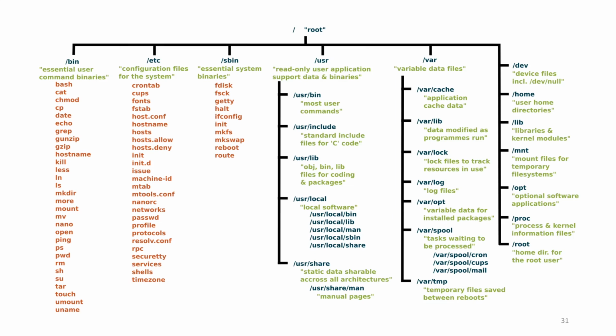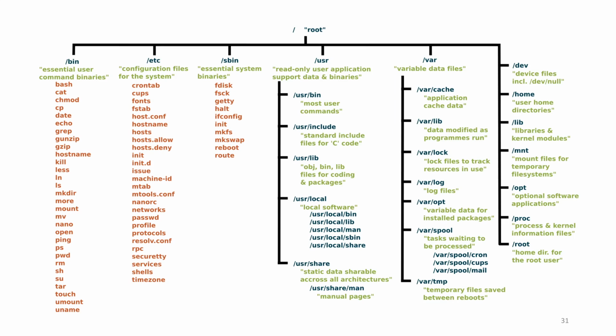Here we can see a brief overview of the layout of a typical Linux file system. You have root right at the top, and then nested below it, the various directories. These are the most important ones in a Linux system. Bin, for example, contains all the essential user command binaries like bash and chmod. You will learn a lot more about this in the Linux course.